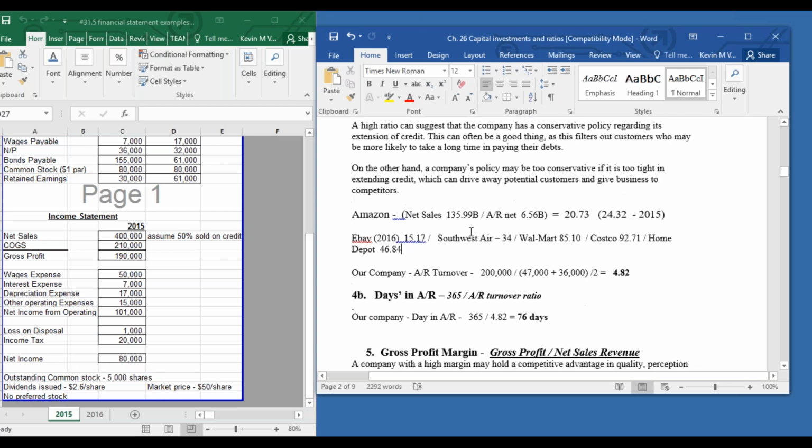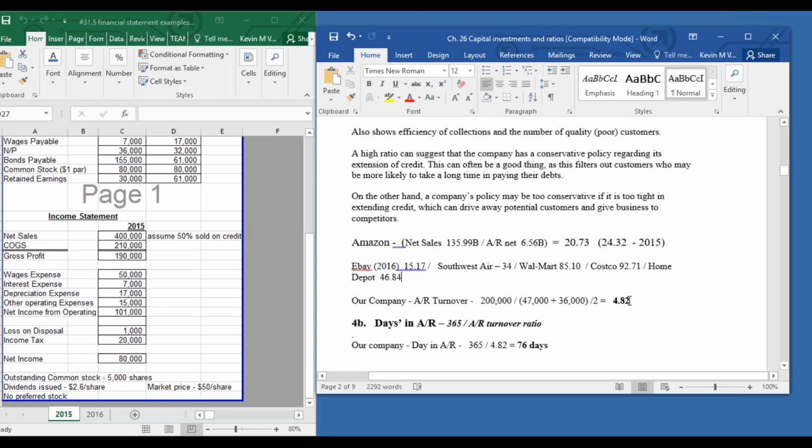All right, so for 4A and 4B, my company, we turn our AR over 4.82 times a year, so almost 5. If you do that, that means I'm collecting on all of my debt every 76 days, which isn't great, but could be worse. So that's basically every 2.5 months, I'm collecting on my AR debt.